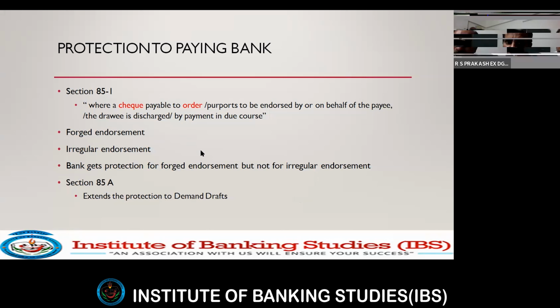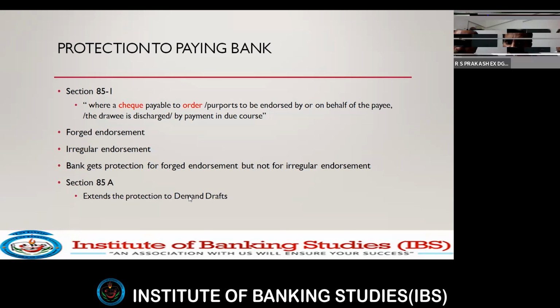Okay, a few more things which I should now describe to you. Forged endorsement, irregular endorsement. Bank gets protection for forged endorsement, but not for irregular endorsement. See, in irregular endorsement, yes, I am supposed to check. If my name is Satish, S-A-T-I-S-H, the payee's name is, let us say, S-A-T-I-S-H. But while getting his signature, I noticed that he is signing as S-A-T-E-E-S-H. That means S-A-T-I-S-H is different from S-A-T-E-E-S-H. It is an irregular endorsement.